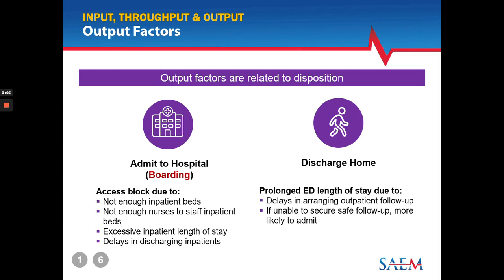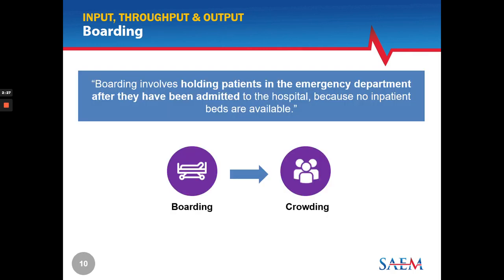In the case of patients who could go home, sometimes ED providers spend lots of time making sure those patients will have adequate outpatient follow-up, which can be distracting from caring for other patients in the ED. And if they're unsuccessful in arranging follow-up, then those patients are more likely to be admitted, which of course exacerbates the problems we just discussed about lack of inpatient bed capacity.